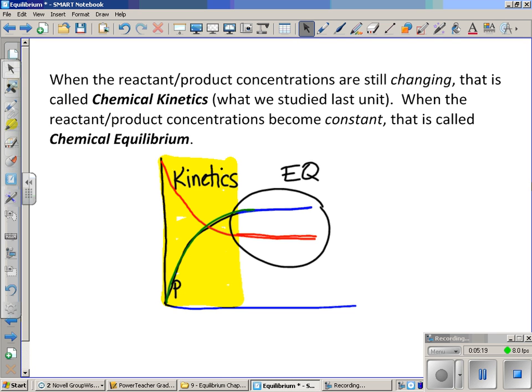I've actually seen in some of the new documentation for the AP test, I've seen this graph on some of the practice test questions. So it's important to understand that where the slope is changing, that's kinetics. When it flattens out, that's equilibrium.